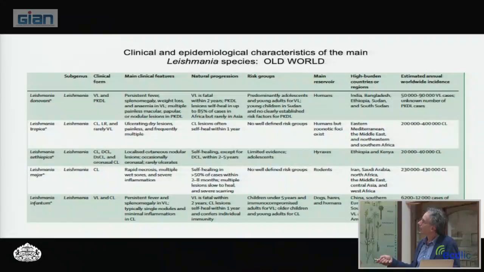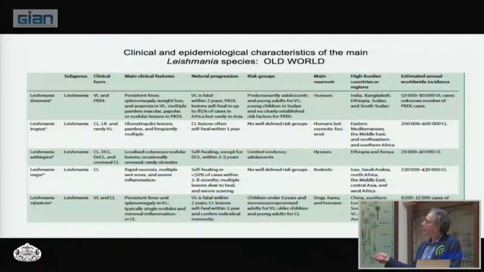Leishmania tropica, these are cutaneous parasites that are seen primarily in the Middle Eastern countries. Again, no well-defined risk groups. These are cutaneous lesions that self-heal, but it can take up to 1 year for these lesions to heal. Leishmania major, again, the main agent of cutaneous leishmaniasis in the Old World. These are self-healing, but can take many months for healing. Again, importantly, no well-defined risk groups. The infection reservoirs are rodents.